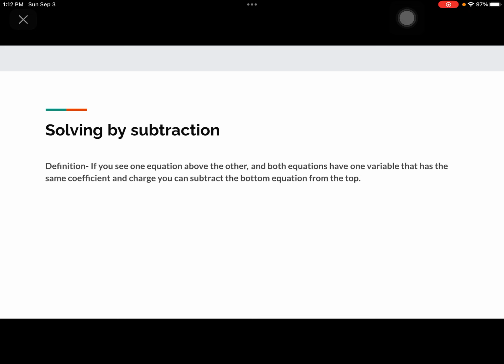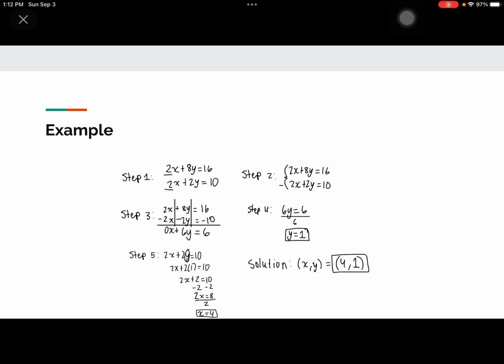So how can you recognize one? Well, if you see one equation above the other and both equations have one variable that has the same coefficient and charge, meaning positively or negatively, like if it has a plus or minus before it, you could subtract the bottom equation from the top. Okay, so here's an example.